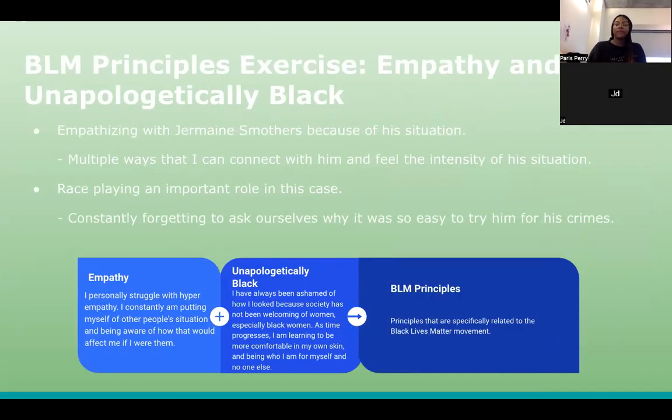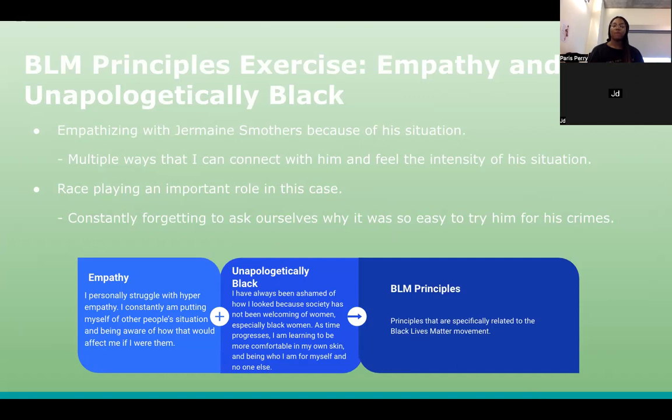So the next artifact that I'm going to go over is the BLM principles and exercise. So it's empathy and being unapologetically Black. Those are the two principles that I chose for myself. In incorporating these principles into my final portfolio, I use empathy because I kind of suffer from hyper empathy. I usually put myself in the positions of others, which makes me more emotional. I use this as a factor in my essays, making them more emotional than factual, trying to portray to the masses.